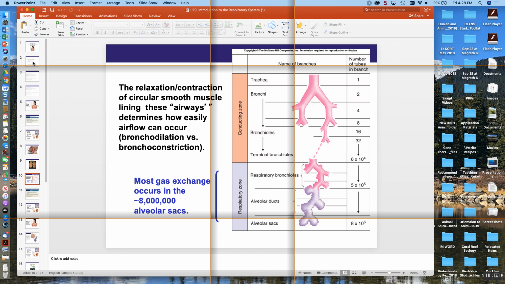Okay, so lower respiratory tract. I also mentioned that the right lung has 3 lobes in humans. Left lung only has 2. It's interesting that the heart sits right here. So when you blow up the lungs, they just go right around the heart. It's actually pretty cool.